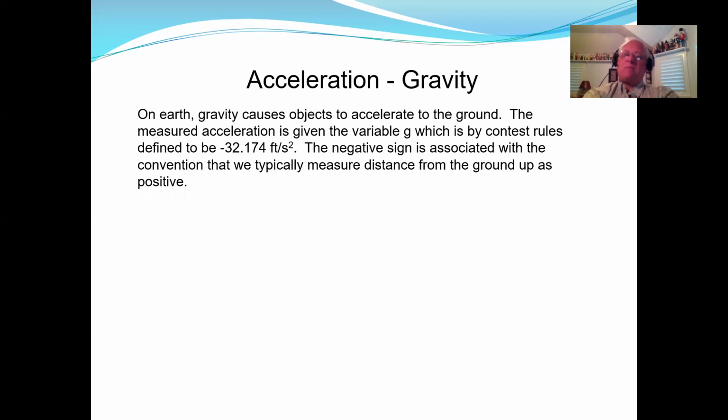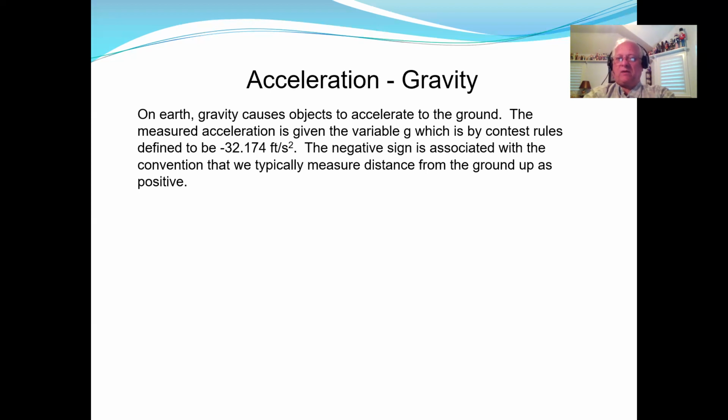All right, so let's talk about the Earth and gravity, because any object in a gravitational field accelerates. And so on Earth, we have gravity. It causes objects to accelerate to the ground. So if I take an object and I hold it up here and I let it go, obviously we all know what will happen. It'll fall to the ground. Well, it doesn't just fall to the ground. It actually accelerates to the ground. So it's accelerating at a constant rate.